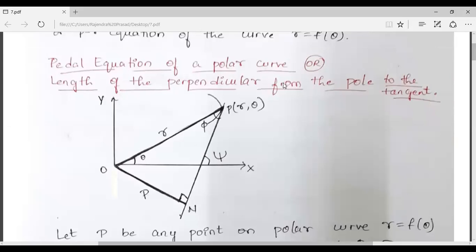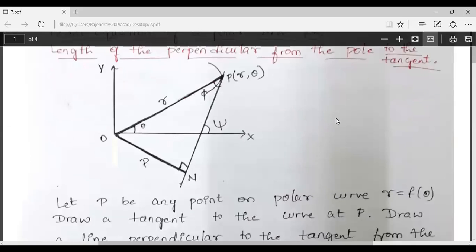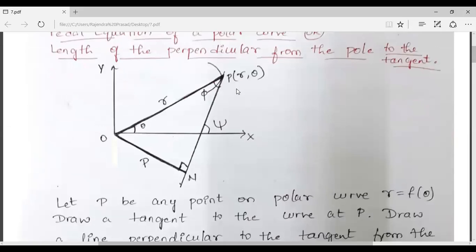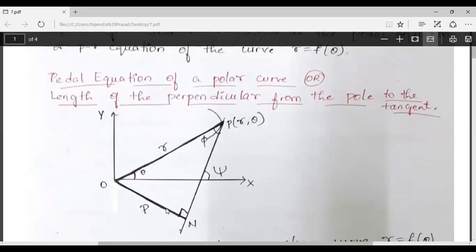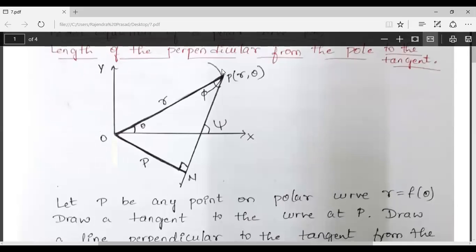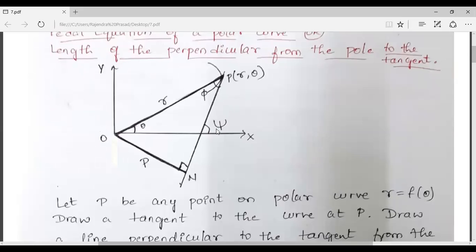Derivation. Pedal equation of a polar curve, or length of the perpendicular from the pole to the tangent. Observe carefully here. We have a diagram here. Let P be any point on the polar curve. This curve represents r is equal to f of theta, the polar curve.